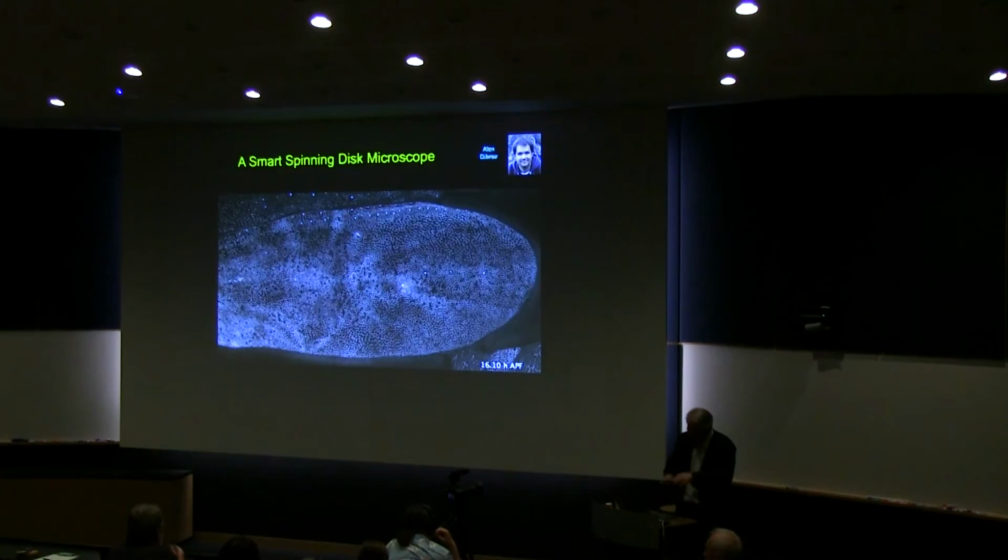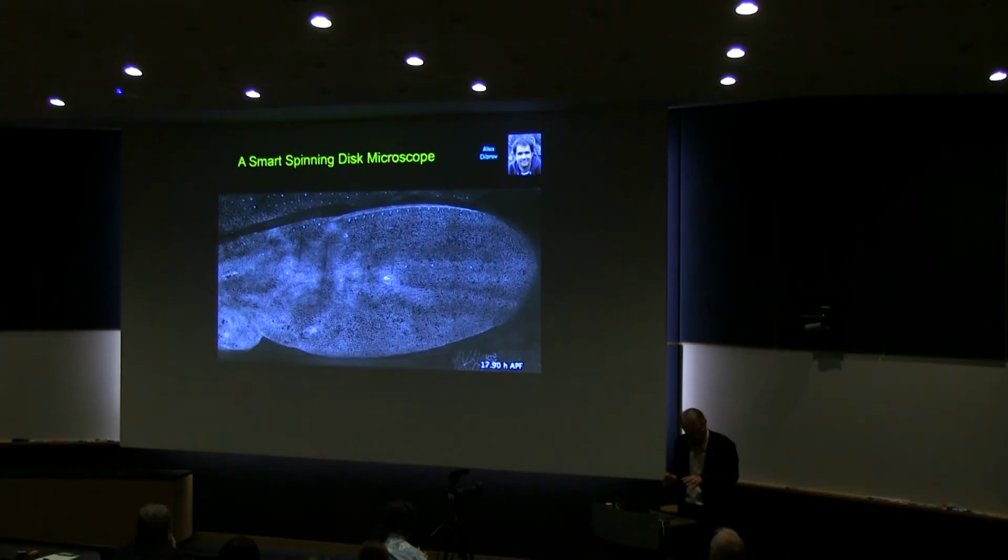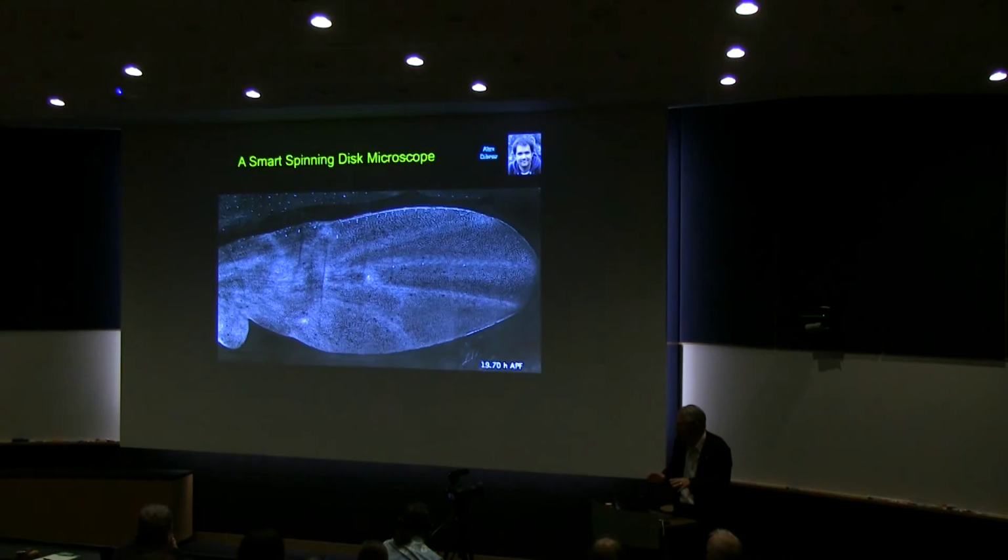Another kind of idea for a smart microscope is, can I take another five? Are you guys interested enough? Can I take another five? Sorry. So, a smart spinning disc microscope.